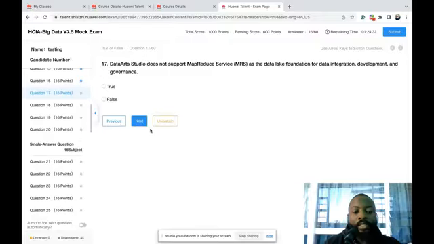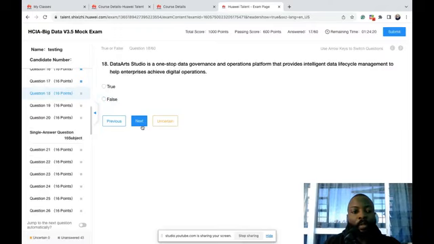Okay, let's see. Data Art Studio does not support MapReduce. No, it does. That means this statement is false. Data Art is one of the stock data governance that provide intelligence. That is true.